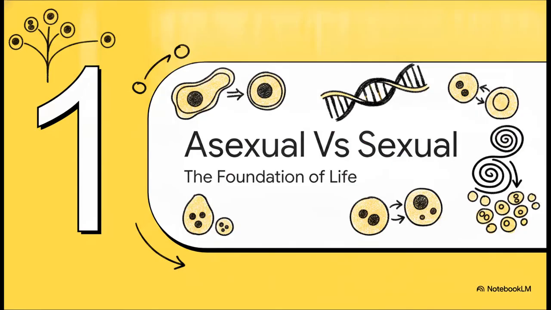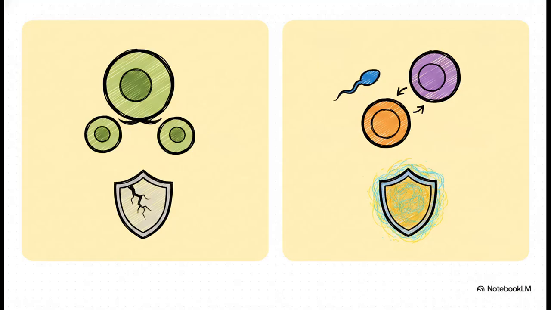Section 1. Asexual versus sexual reproduction. The very foundation of life. Right, before we zoom in on humans, we kind of have to understand the two main strategies organisms use to pass on their traits. The crucial point here is the massive trade-off between asexual and sexual reproduction.